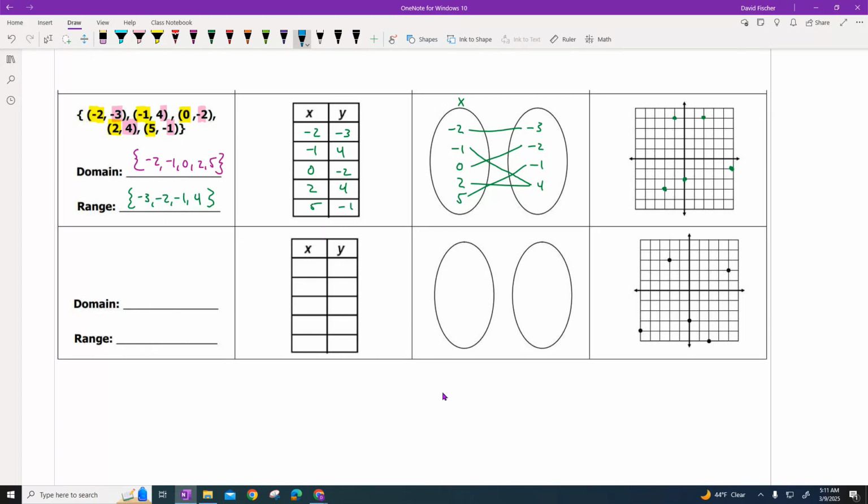That's -4. 1, 2, 3, 4. I want to put -4, -4. That guy's -2, 3.